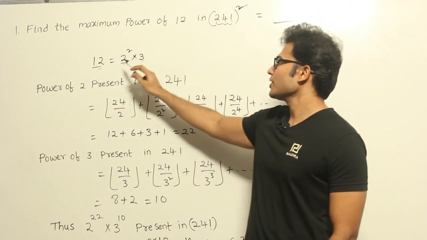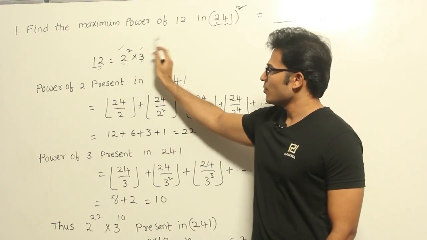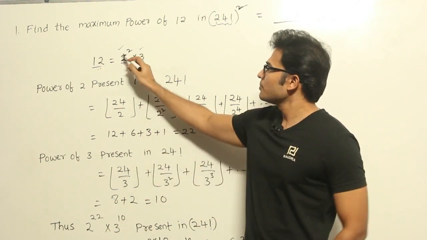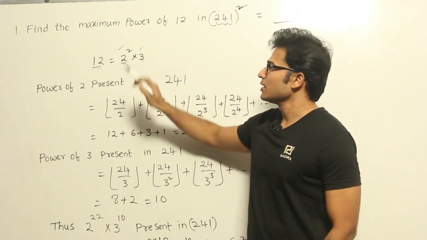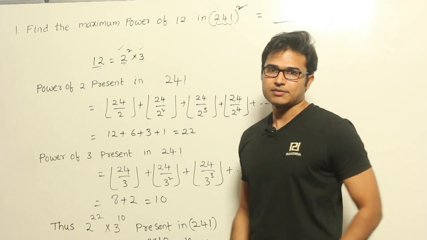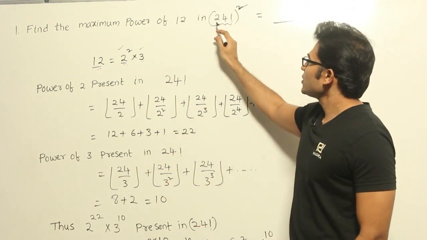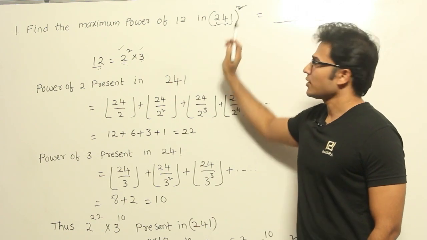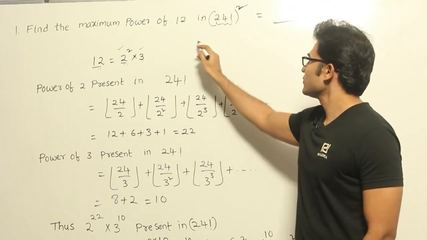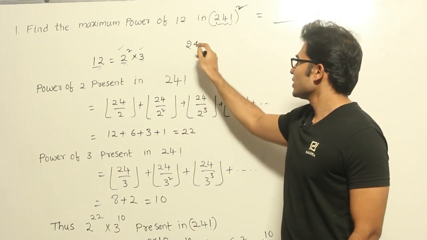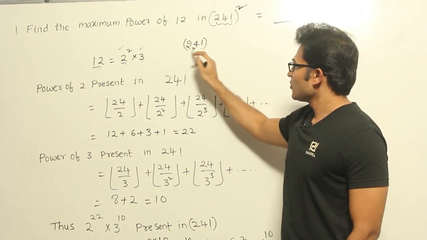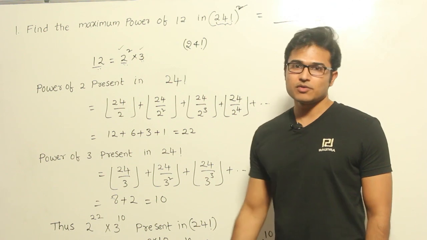So in fact you should find out how many 2's are there and how many 3's are there, and then you should club them in such a way that you pair two 2's with one 3 and then count all such pairs, right? So instead of finding out 24 factorial whole square, let's find out 24 factorial first. In this 24 factorial, let's find out how many 12 powers are there, right?